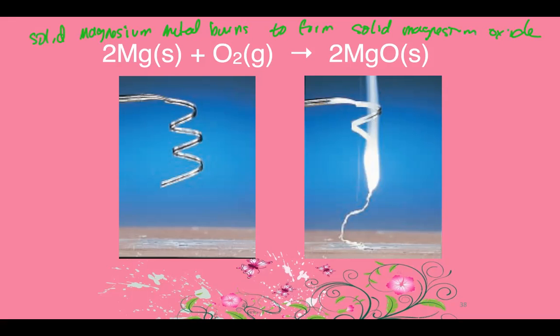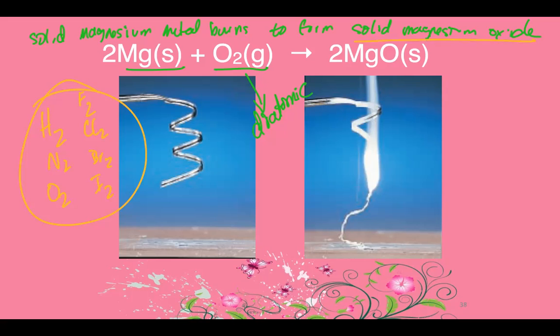Anyway, translating that, you would say Mg(s) plus O2 gas. Why O2? Because oxygen is diatomic. Remember I told you there's H2, N2, O2, and the halogens, fluorine, chlorine, bromine, and iodine. These are the seven diatomic elements, so they always come in pairs. And they form solid magnesium oxide.